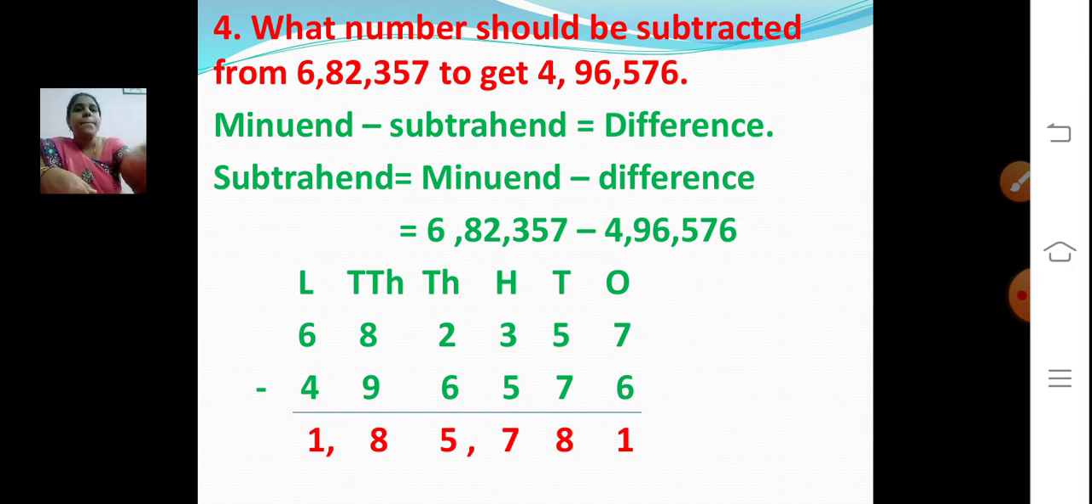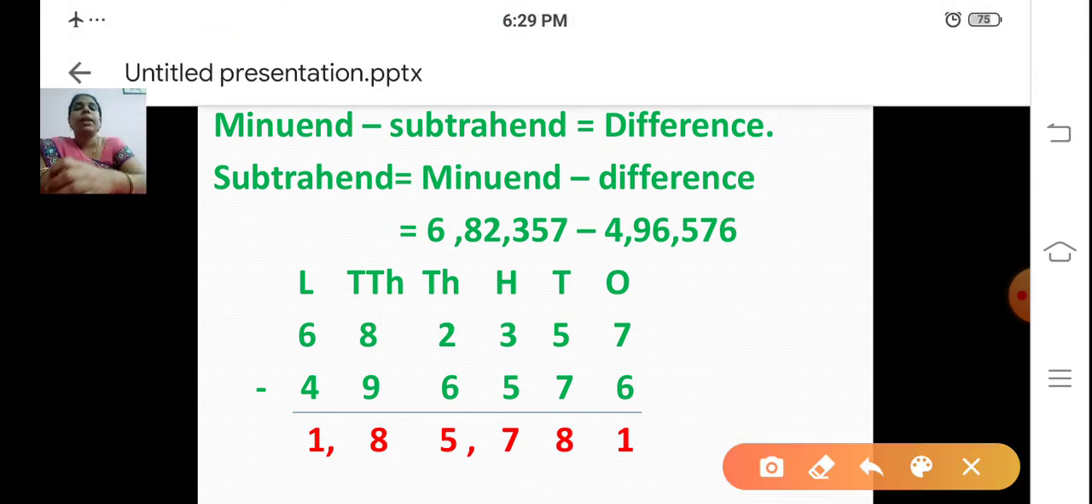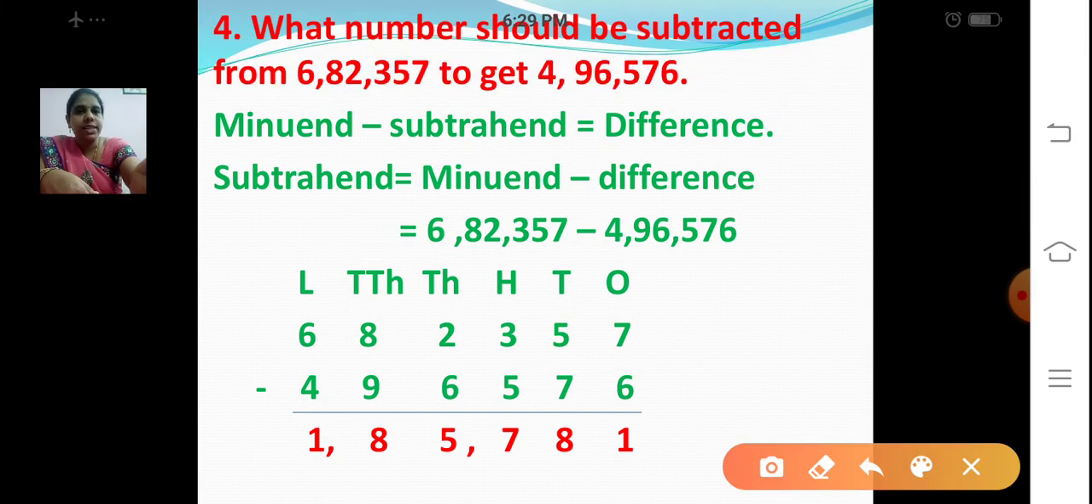So we know that when you subtract the subtrahend from the minuend, we'll get the difference, right? Minuend minus subtrahend. What is the answer you'll get? Difference, right? So we know the difference now and we know the minuend. What do we have to find out? Subtrahend.